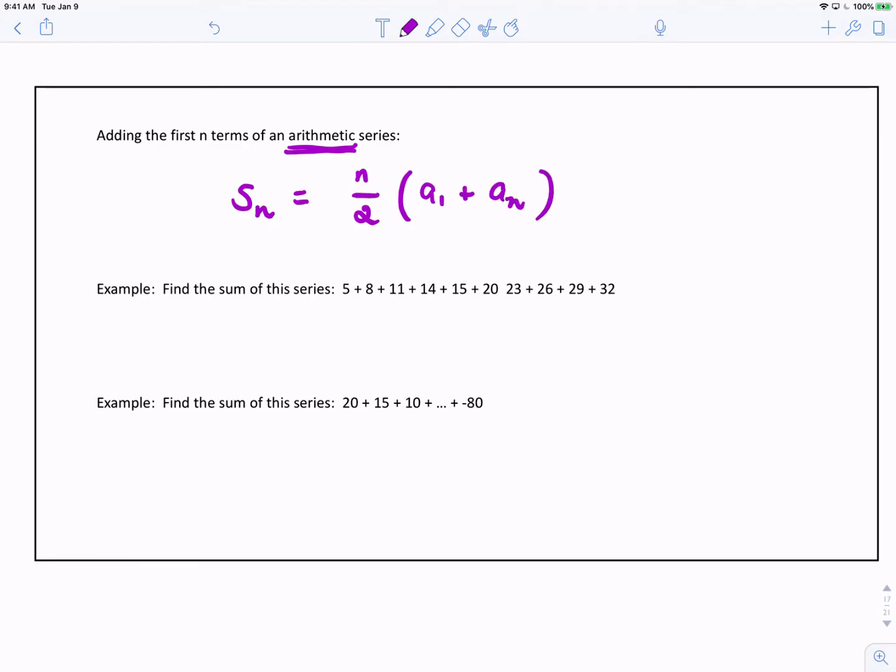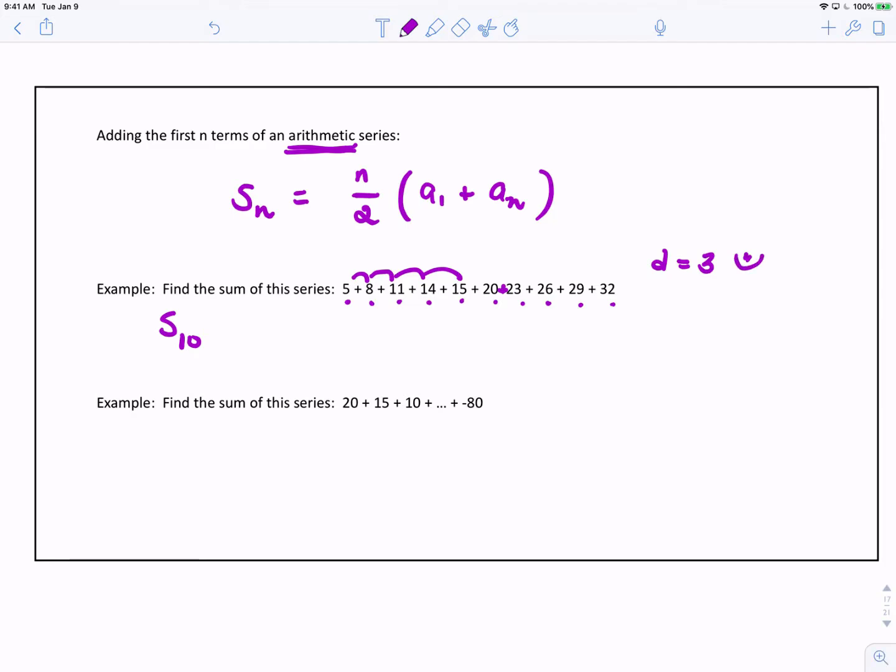For example, find the sum of this series. All right, so let's count how many terms we have. 1, 2, 3, 4, 5, 6, 7, 8, 9, 10. All right, so this is 10 terms. Let's confirm that it's arithmetic. If you check the difference between each of the terms, you'll find that the common difference is 3. So yes, it's arithmetic. That means we can use this formula.